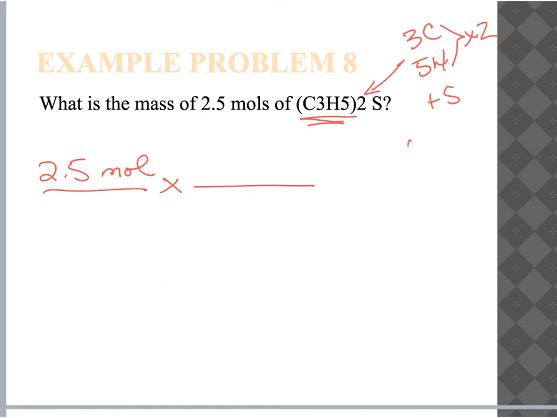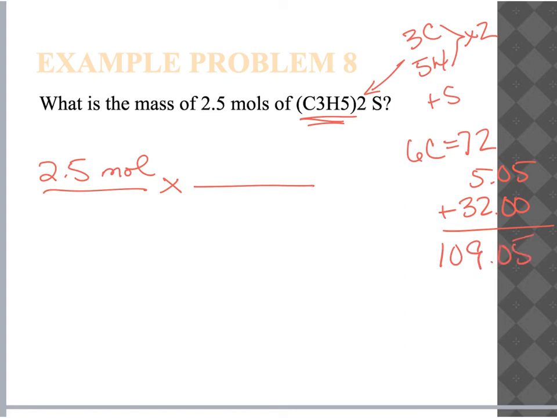So 6 carbons, that's 12 grams times 6 gives me 72. And I've got 5 times 1.01 for hydrogen, which gives me 5.05, plus a sulfur, which I believe is 32. So if I take all of those, 72 plus 5.05 plus 32 gives me a molar mass of 109.05 grams per mole.